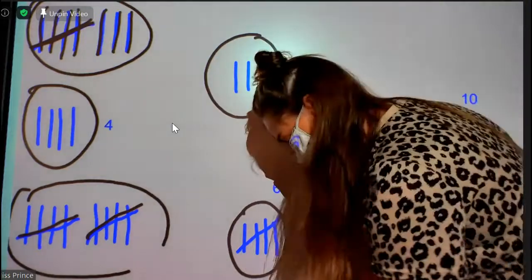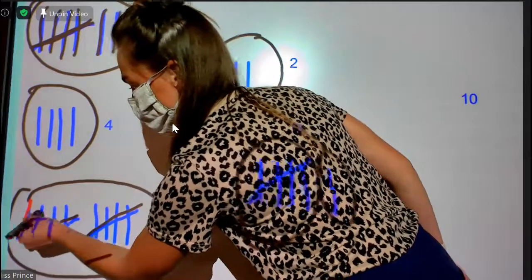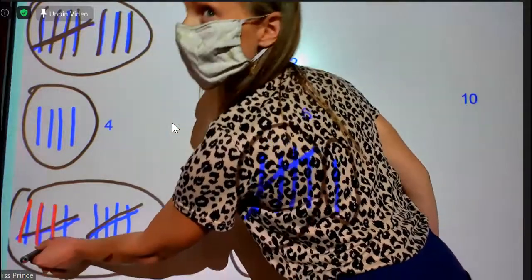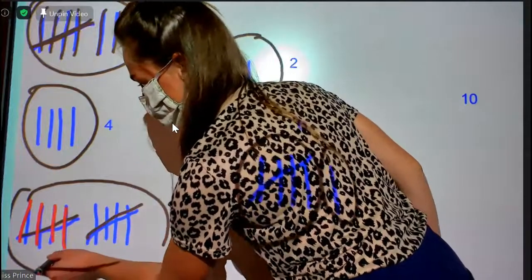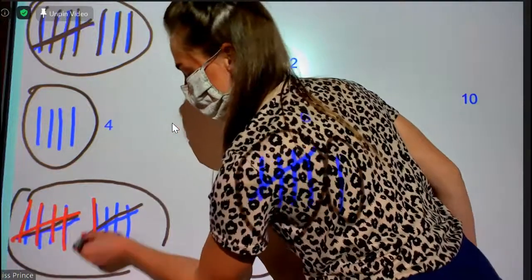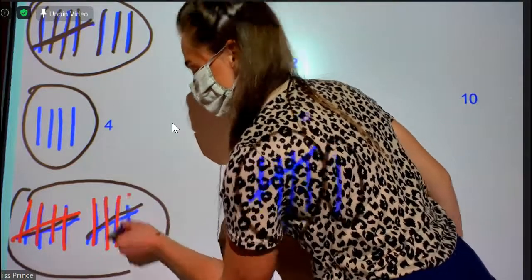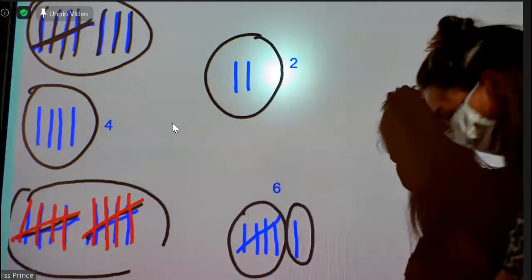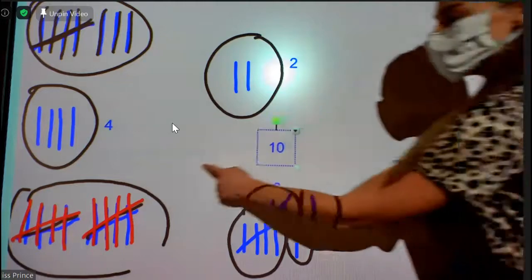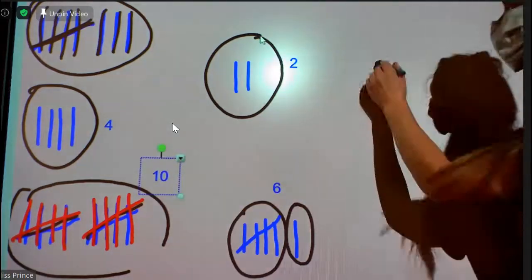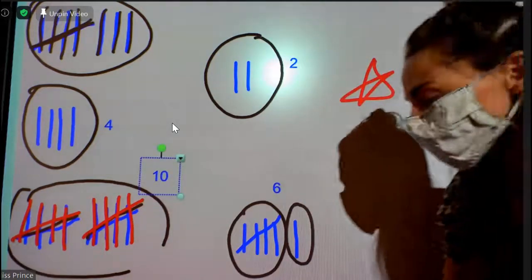Let's count and make sure. I'm going to use red. 1, 2, 3, 4, 5, 6, 7, 8, 9, 10. Is it 10? Nice job. It's 10. You guys did awesome. You get a star. Okay.